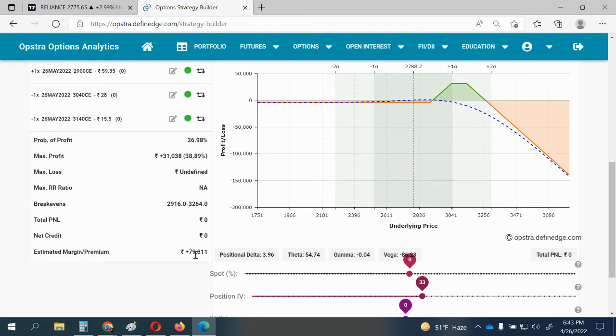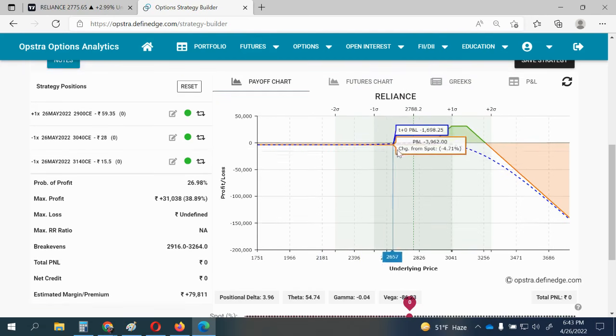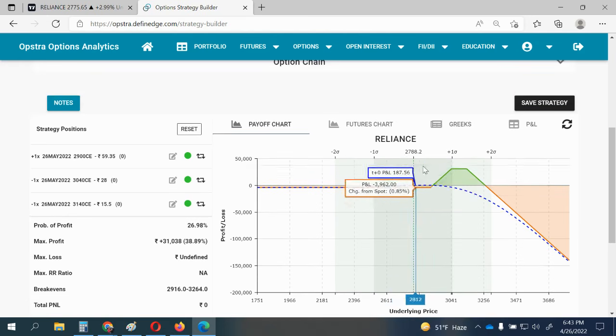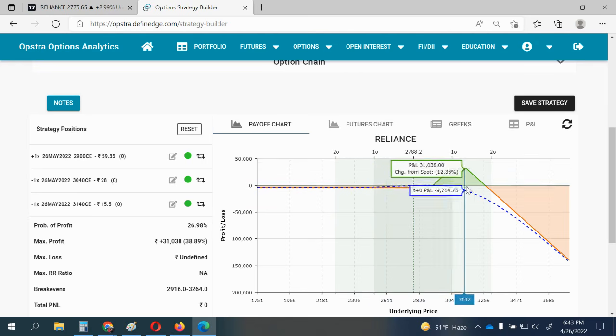But we are talking about the adjustment. See the loss, from almost 13,000, your loss came down to 3,962. All right, so you have almost mitigated your loss, and you still have the potential of profit if Reliance reverts from here, and it might get into this green zone, right? So you have two things.